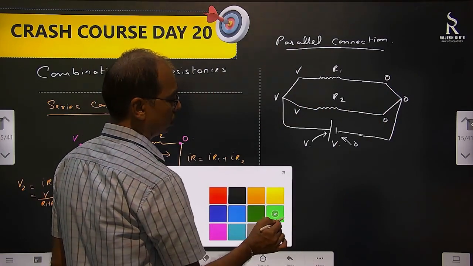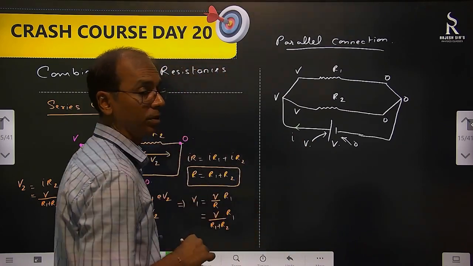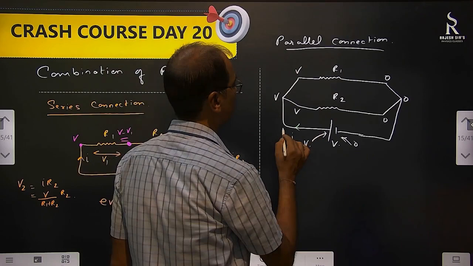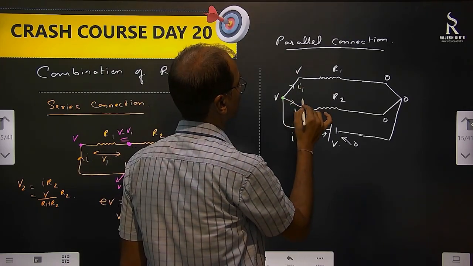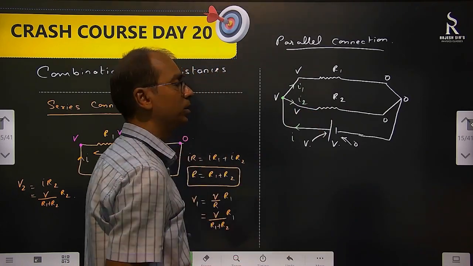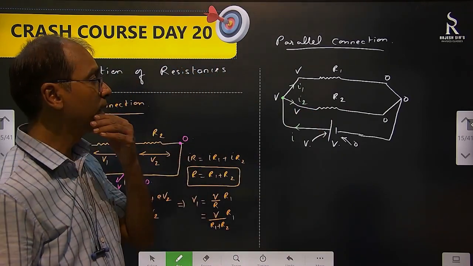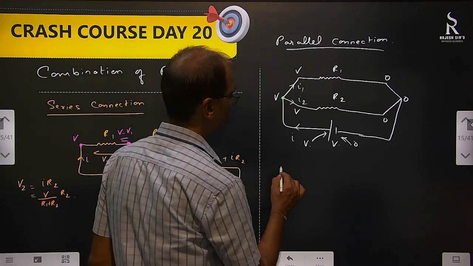Then from this battery, let's say current I is going. That means the flow of charge, its magnitude is I. This comes to a junction. Let's say the current going here is I1 and here goes I2. So the first thing asked from us is what are I1 and I2? How to find that? I1 is actually V by R1.